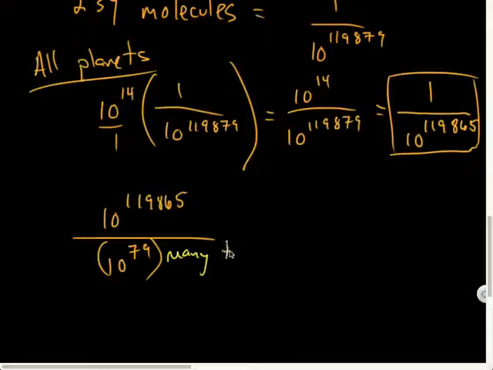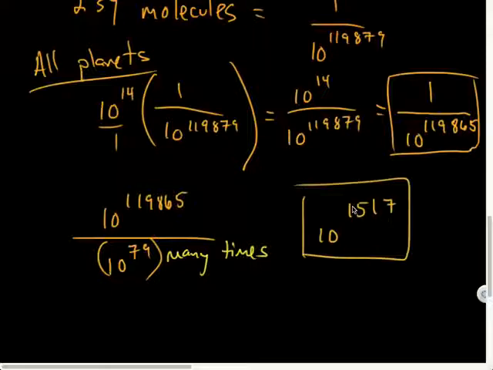How could I figure out how many times this could be subtracted from that number? Do it on a calculator. Oh, so you just want me to do 119,865, subtract 79, and hit enter, enter, enter, enter, enter? Oh, what's a better way to do that? What's repeated subtraction the same as? Division, right? So I'm going to divide that by 79, and I get, so ready? This is 10 to the 1517 right there, okay?